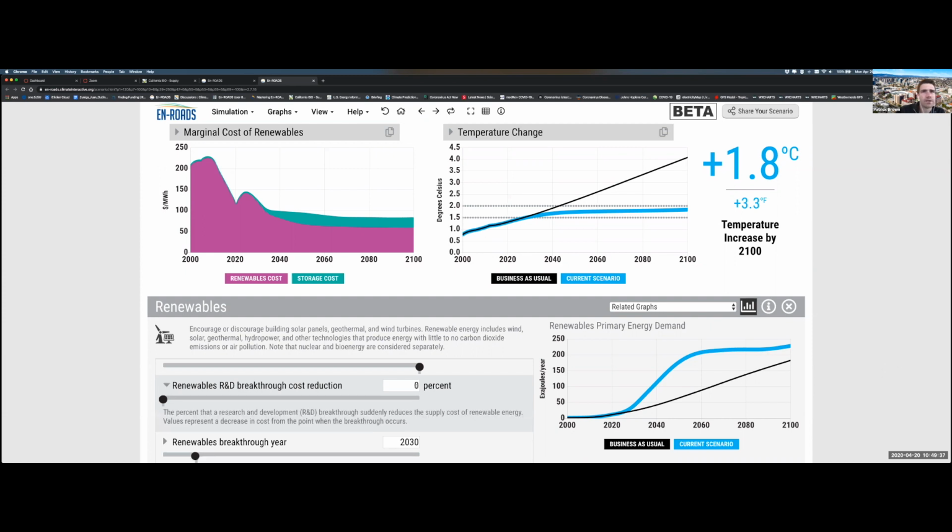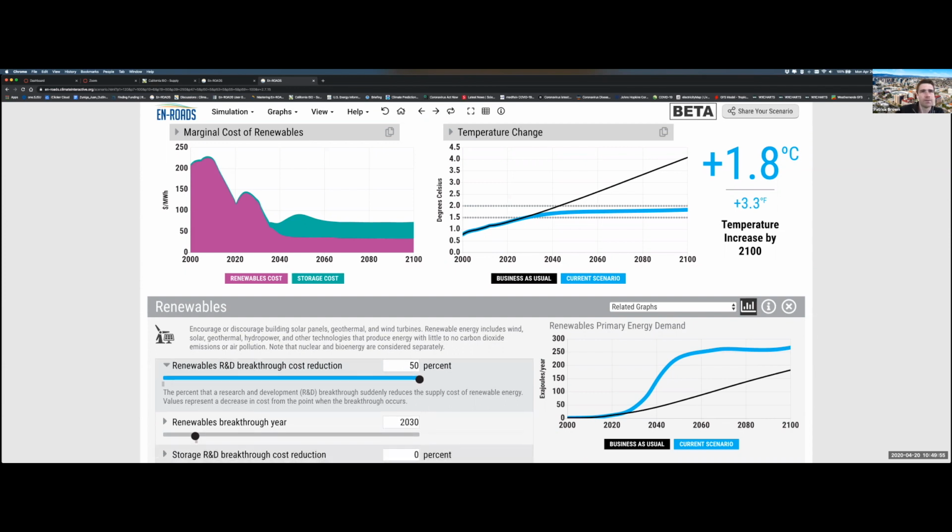So that's in percent terms. So you can turn this way up. And this is the percent that a research and development breakthrough suddenly reduces the supply cost of renewable energy. The values represent a decrease in cost from the point when the breakthrough occurs. So then you can set a year for when the breakthrough occurs too. So this would be later in time, this is earlier in time.